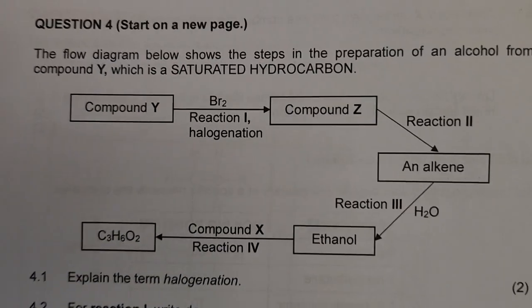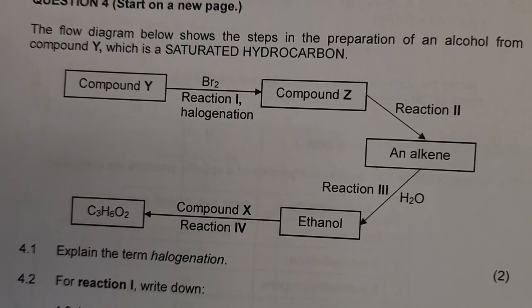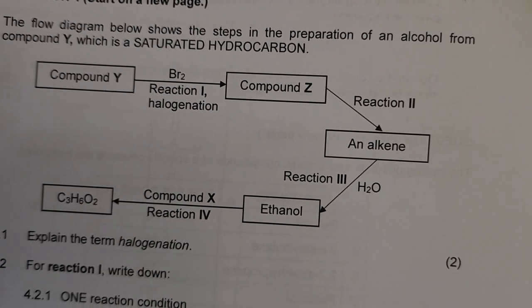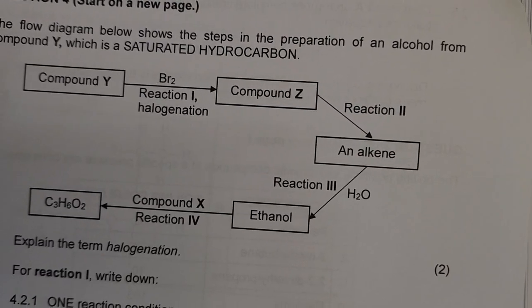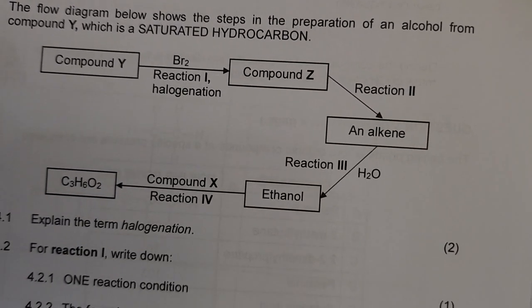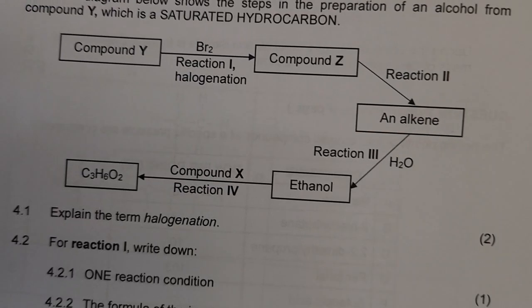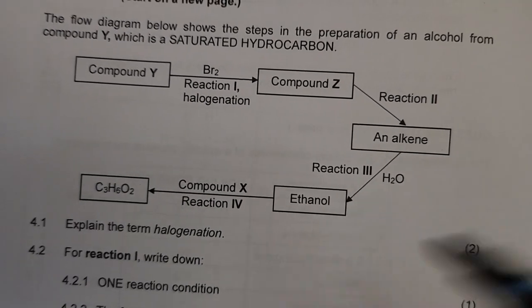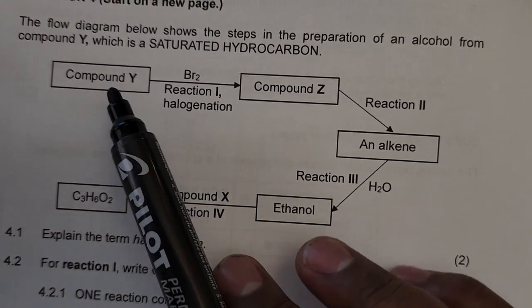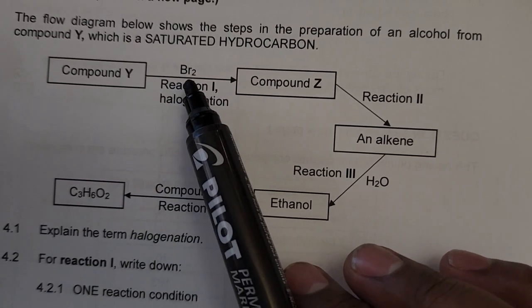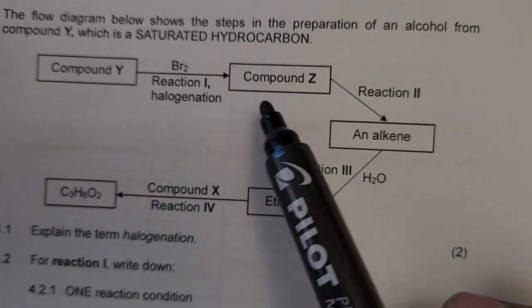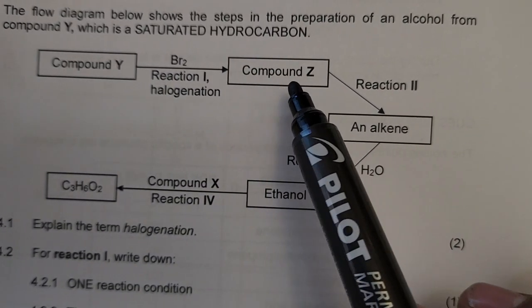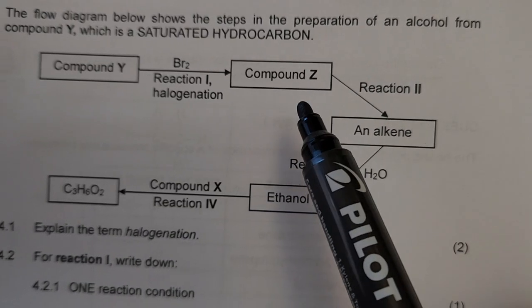Please. Okay, let's see. We are given the flow diagram as usual. The flow diagram below shows the steps in the preparation of an alcohol from compound Y, which is a saturated hydrocarbon. You can see that, therefore, it's an alkane Y. Now, if we analyze quickly, Y is undergoing halogenation. This will be substitution, that's reaction 1. And then to form compound Z, Z will be a haloalkane.